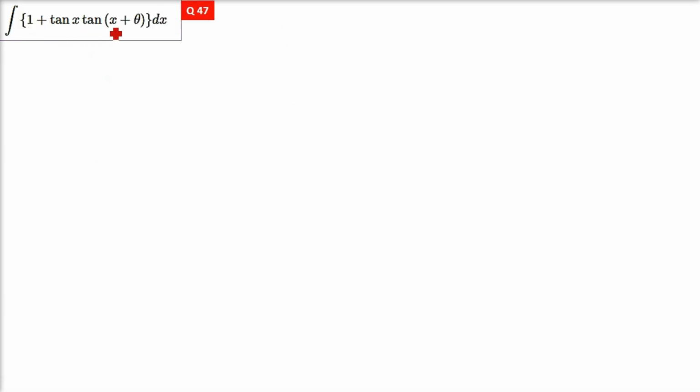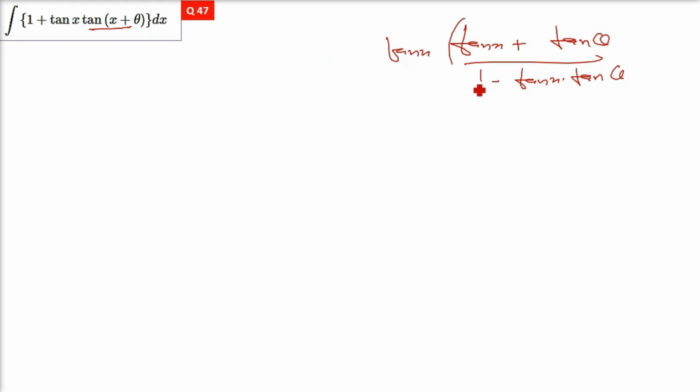Integrate 1 plus tan x into tan x plus theta dx. Now this is also a different kind of question. But do remember the tan a plus b formula we have just used. Tan x plus theta is tan x plus tan theta divided by 1 minus tan x into tan theta. Now tan theta is a constant here, so it will be multiplied by tan x. You have 1 plus here also. Now multiply this tan x inside. Now you'll see what we get.